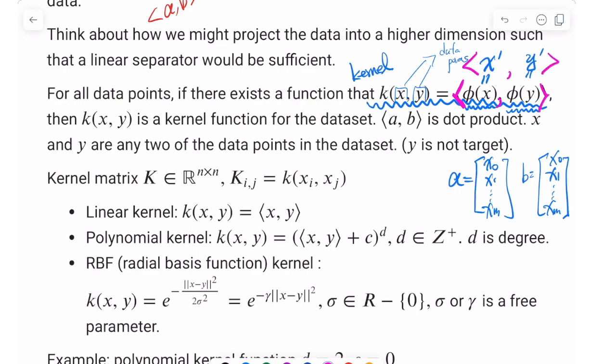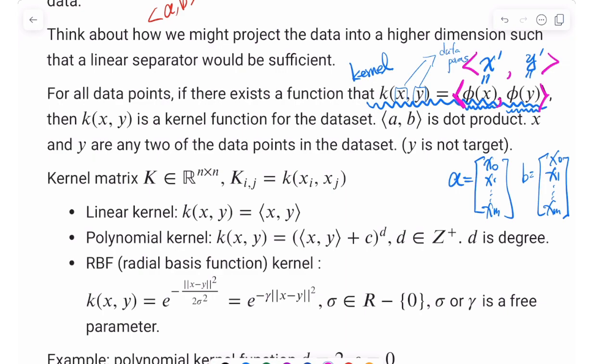So basically it means first we use the original data, which is X and Y, and we pass it through a function. That function can help us to find the X prime and Y prime, and X prime and Y prime is the data point at the higher dimension. And we use this X prime and Y prime to do dot product. That means we like to evaluate the distance between X prime and Y prime in the higher dimension space. So that is just the definition.